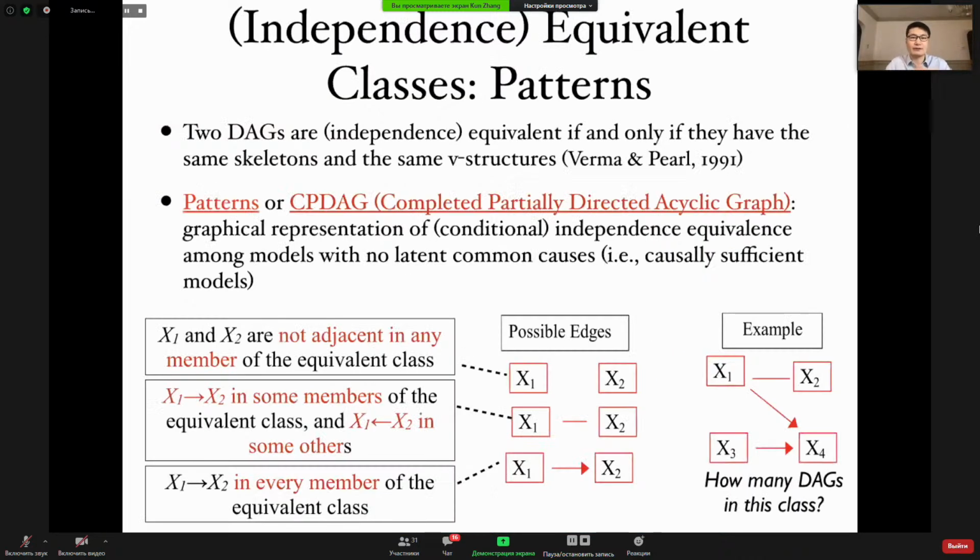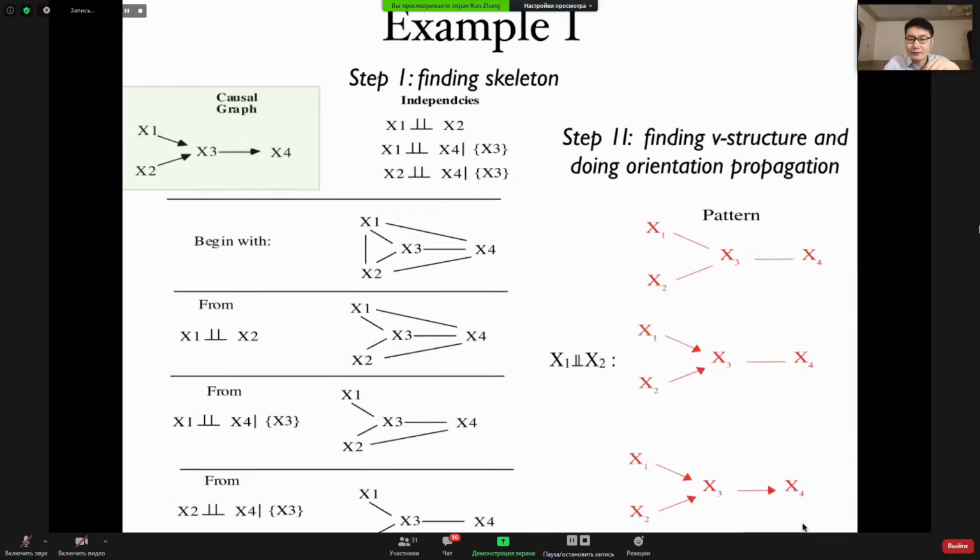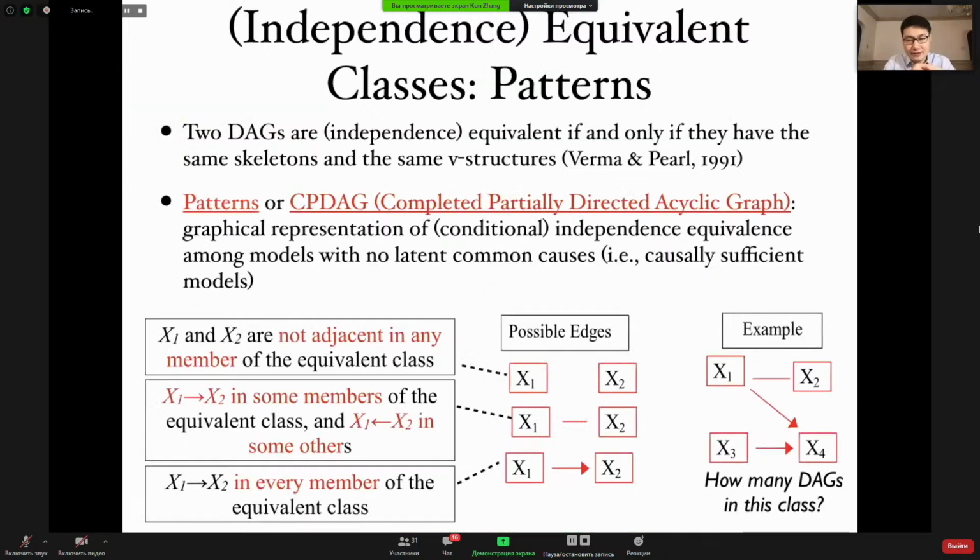Okay, now you can see the solution. Now, as you can see in this example, we have direction for all edges. But in many cases, we don't have direction for all edges. We have to represent the solutions. So first of all, we say 2 DAGs, directed acyclic graphs, are independence equivalent or Markov equivalent if and only if they have the same skeleton and the same V structures. Okay, and then we can use the patterns or CPDAG, completed partially directed acyclic graphs, to represent the equivalence classes, a set of equivalent DAGs.